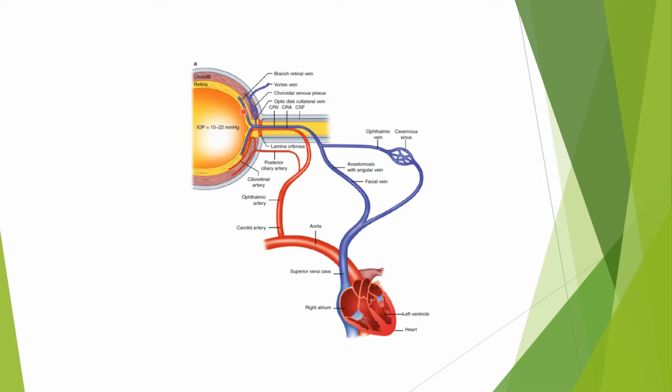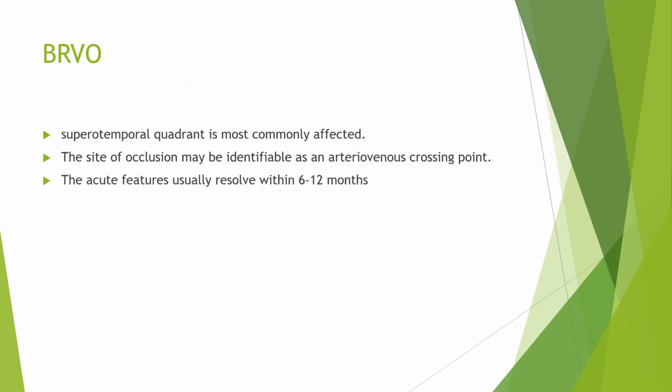Similarly, the central retinal vein drains the eye. One of its branches anastomoses with the angular vein and drains into the facial vein, and the other branch forms the ophthalmic vein, which goes to the cavernous sinus and then to the heart. Right, so this is basically the supply of the eye. All right, and the intraocular pressure is about 10 to 22 mm of mercury.